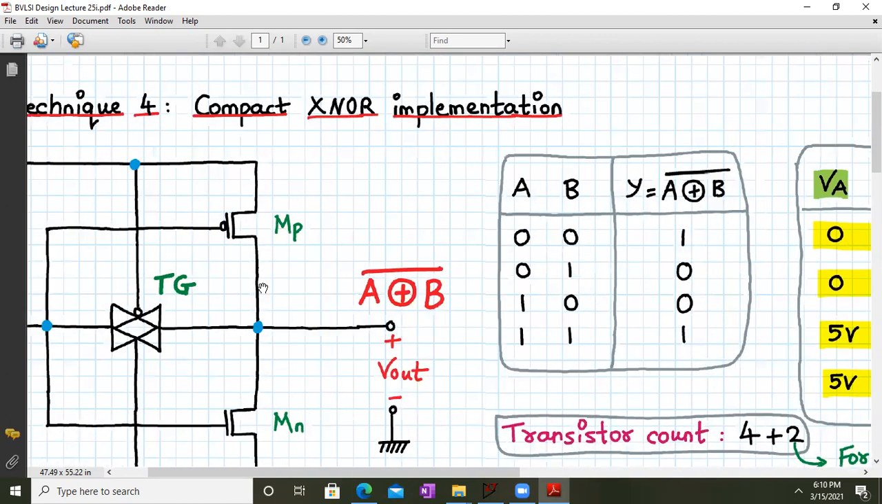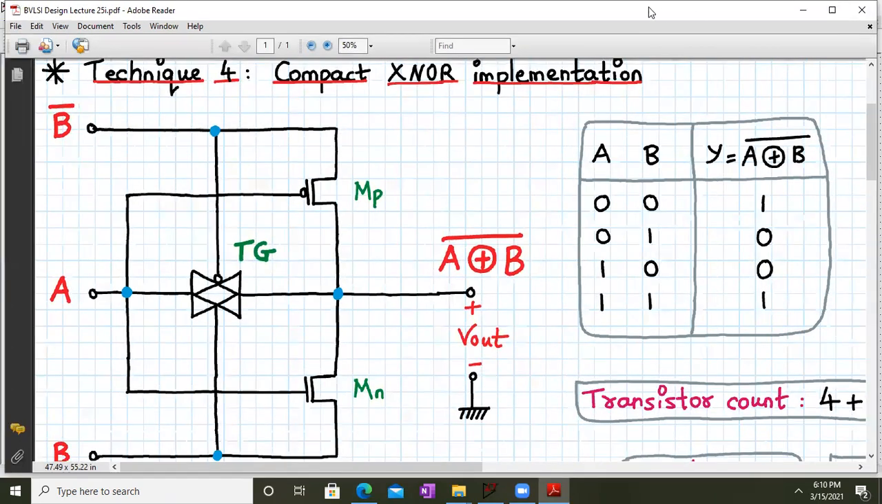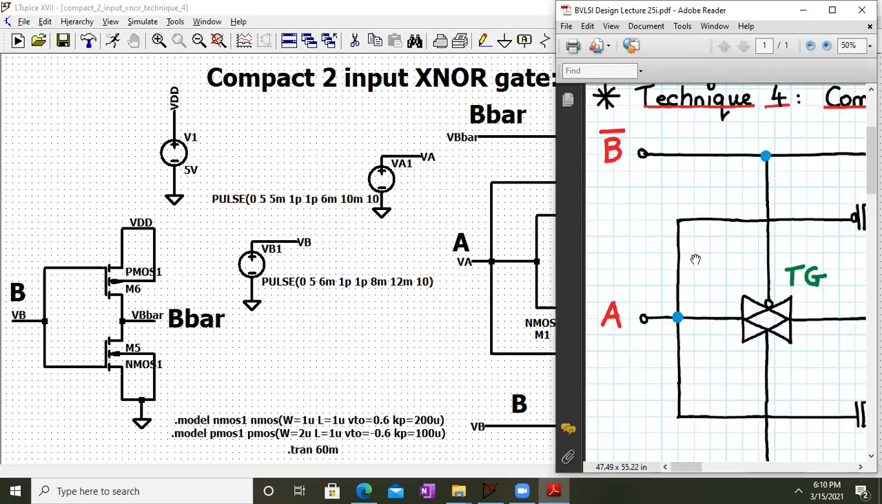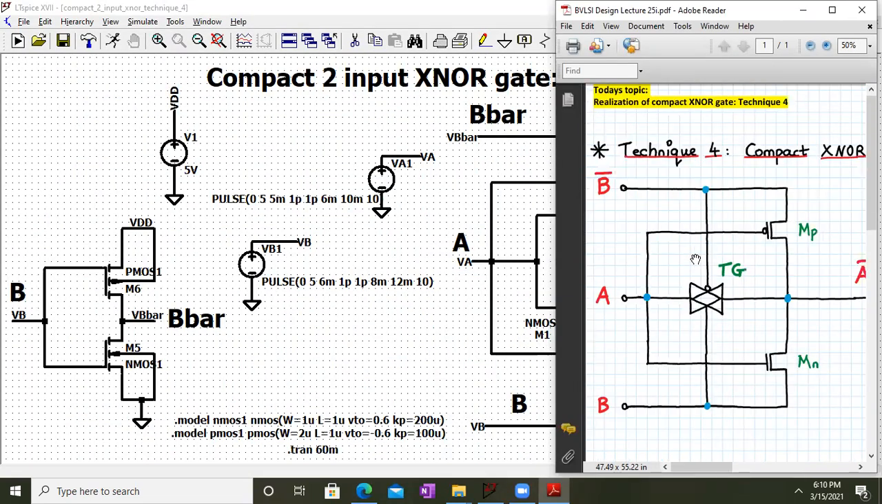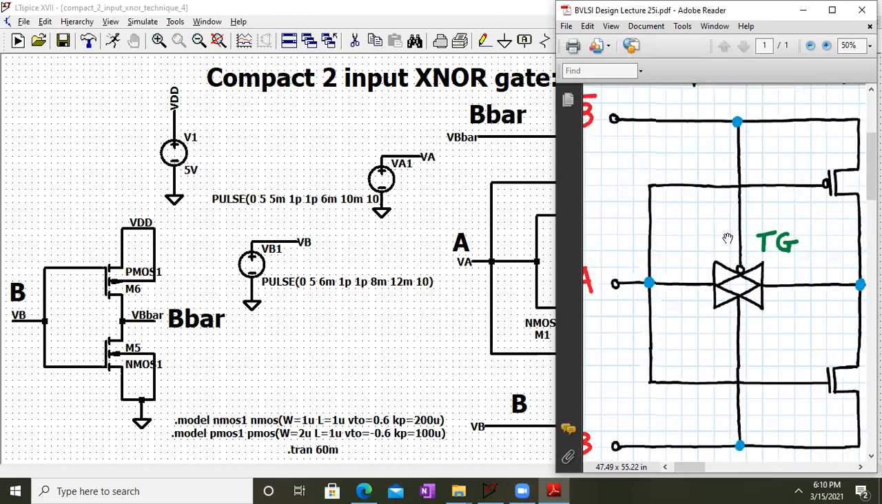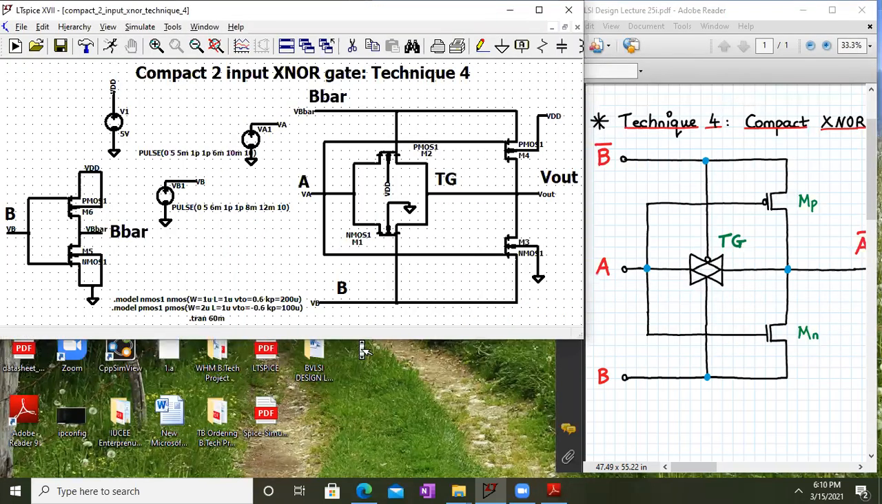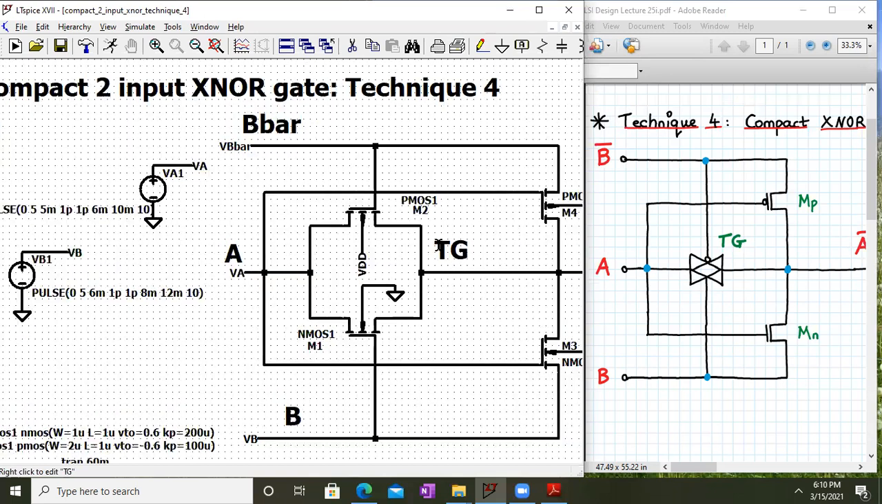Now the only thing left is to implement this in LTspice and check its functionality. So let us do that. Let me minimize this a little. I think it is visible now. Let me also adjust the LTspice window and maximize this.